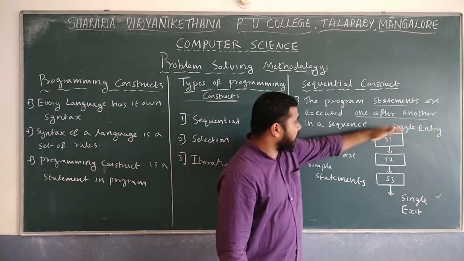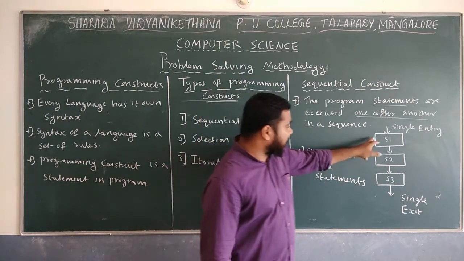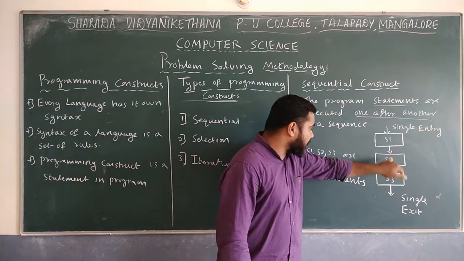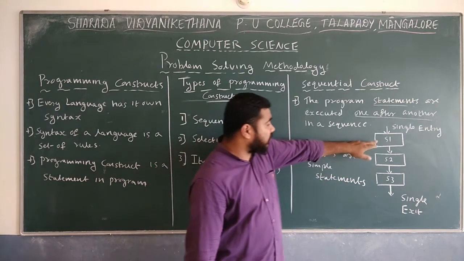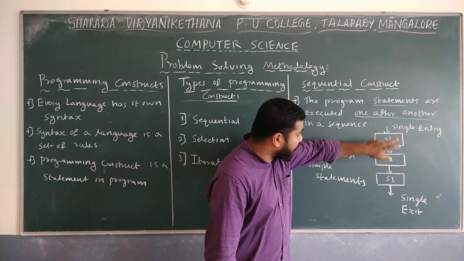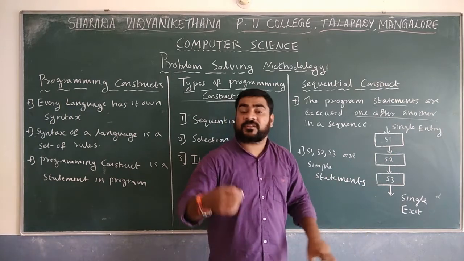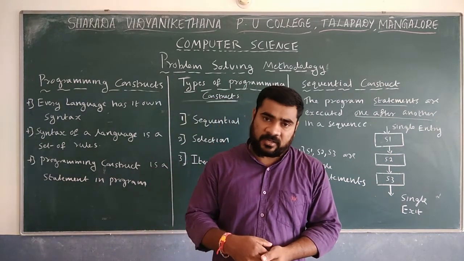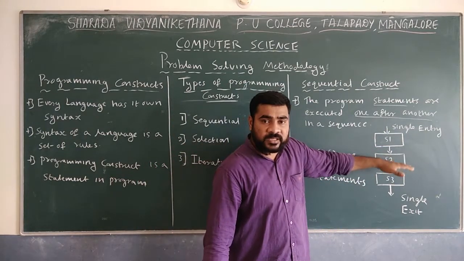Here you can see single entry with single exit. You start and enter here. S1, S2, S3 are the statements. How is sequential executed? First the system will execute statement 1, then go for the next statement 2, then statement 3. Only 3 are given, but if 10 statements are there, all the statements are executed one after another in a sequence.